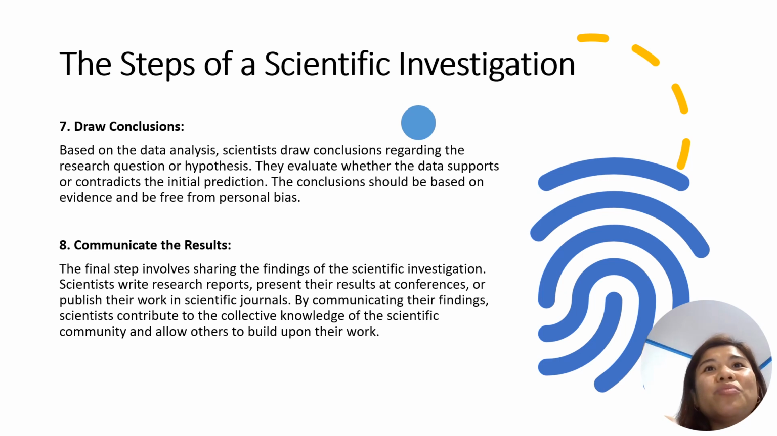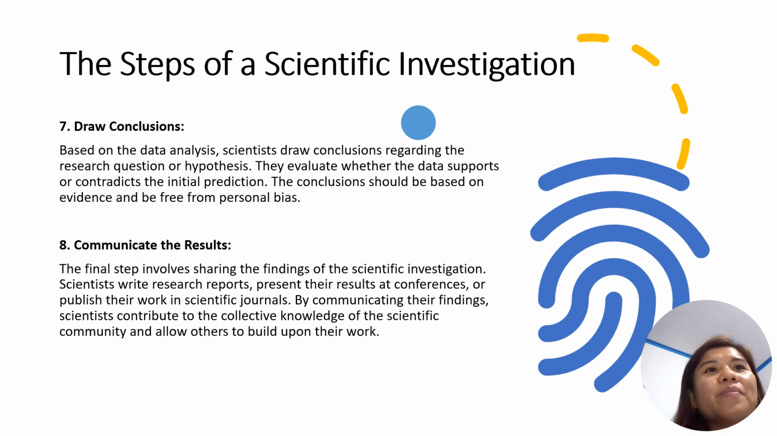So the conclusion should be based on evidence and be free from personal bias. So when you say personal bias, if, for example, you really like that thing, so you are going to impose that that should be the conclusion. No, it should be free from personal bias. So in this part, you can either support the hypothesis that you've mentioned earlier, or refute it, not support it. It's okay. That's part of drawing conclusions.